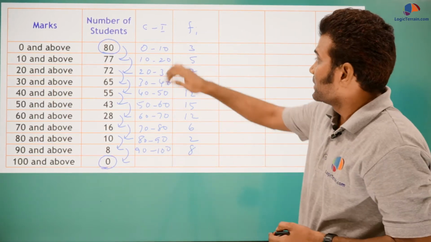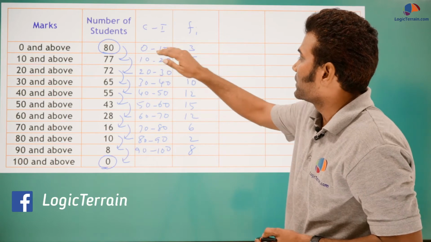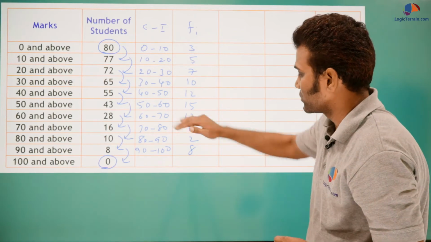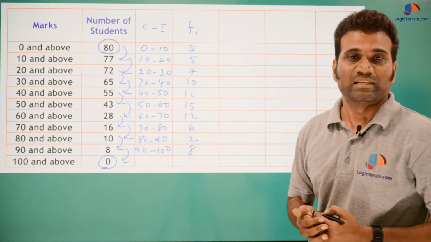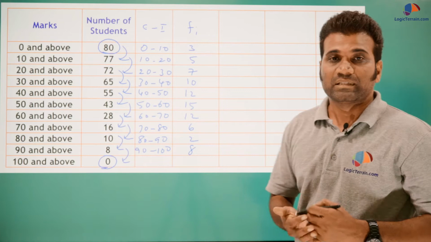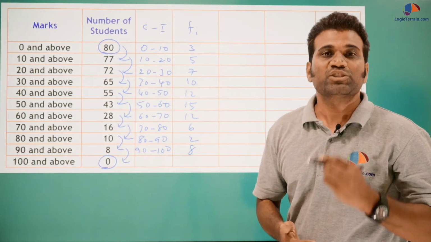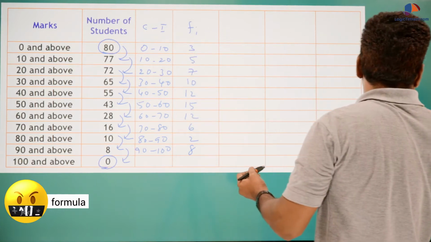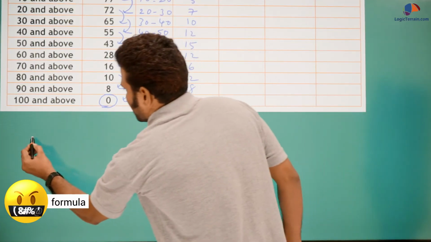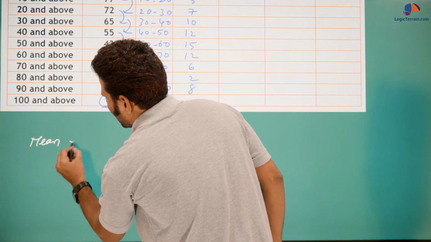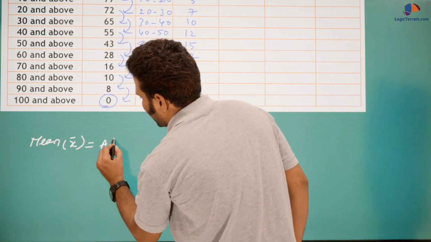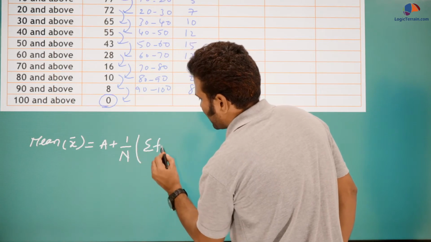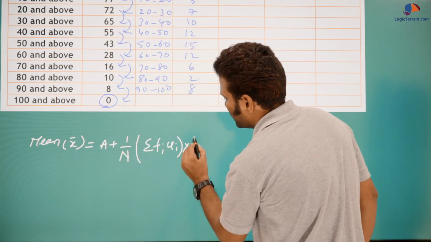So clearly the students who scored between 0 and 10 are 3 students, between 10 and 20 are 5 students, 20 and 30 are 7 students and so on, 90 and 100, 8 students. We got this. So further we'll find the mean by using the shortcut method. We have a formula for finding the mean in the shortcut method, that is mean x bar is equal to a plus 1 upon n into summation fi ui into h.